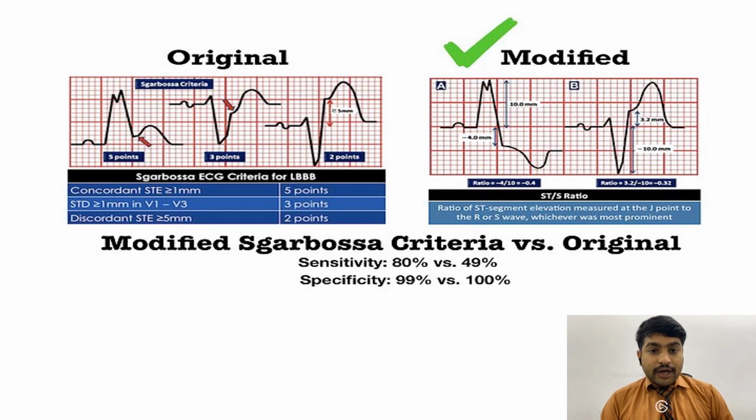If the ratio comes out to be more than 0.25, it would be significant. So in this example, the ratio comes out to be 0.4, which is more than 0.25, and it would be significant for our STEMI in the presence of left bundle branch block. So for example, if we have ST segment elevation that is 2 small blocks and our S wave is of 10 small blocks, 2 divided by 10 is 0.2, which is less than 0.25. So our criteria would be insignificant and the patient won't be having our anterior wall MI or STEMI.